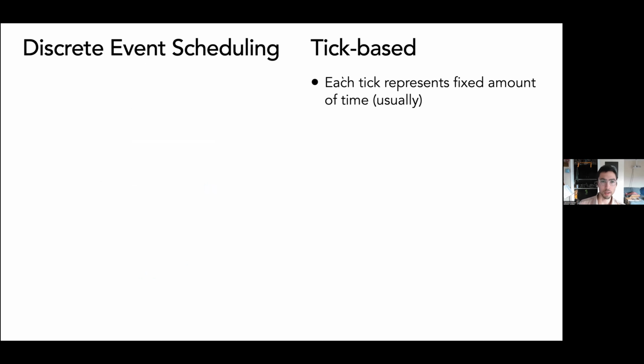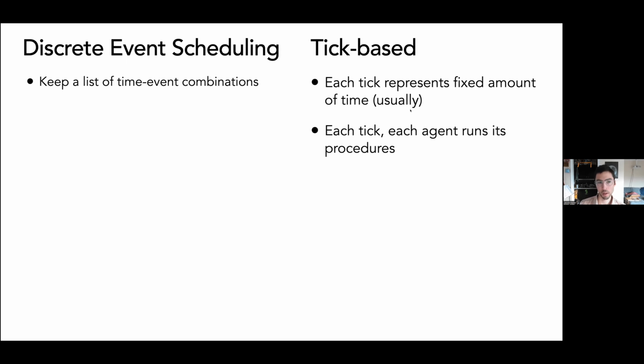By default, NetLogo uses tick-based scheduling, which if you've used NetLogo, you're definitely familiar with. Each tick represents usually a fixed amount of time. And then each tick, every agent runs its procedures. It might have a check that says, if this is true, run my stuff, and if not, don't run it, but it still has to do that check every tick.